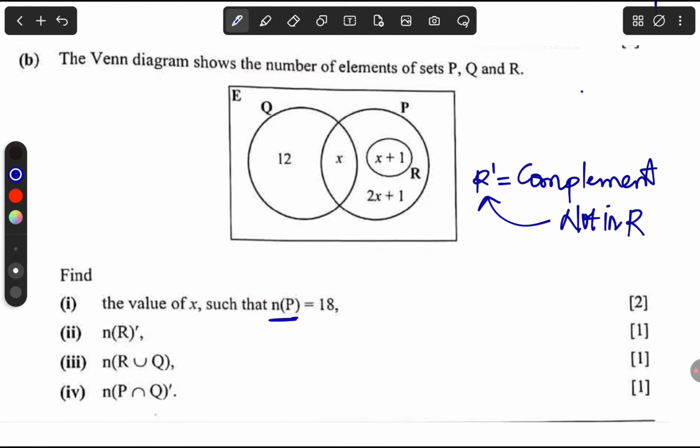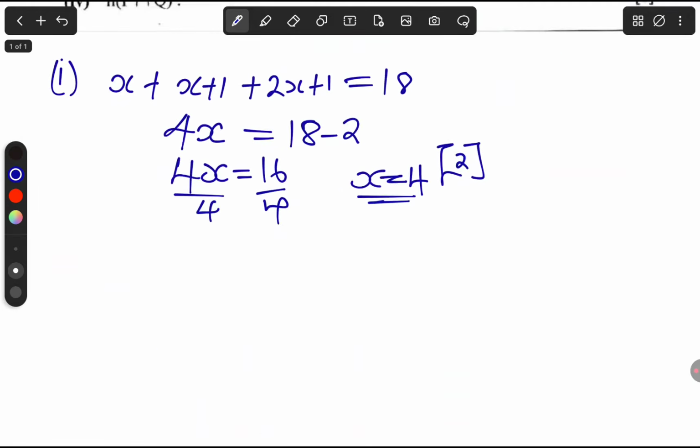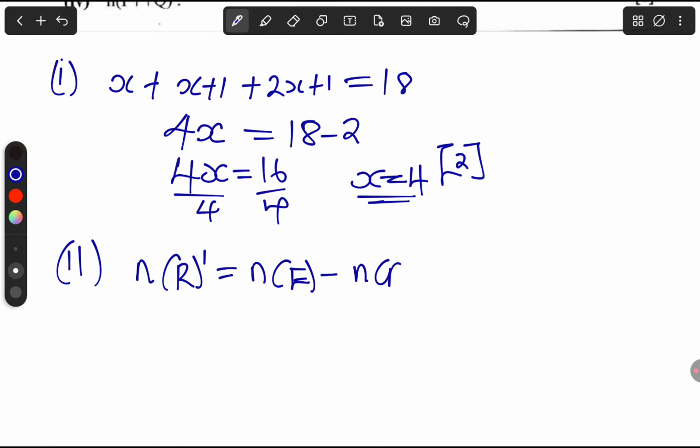How do we find the elements not in R? We can only find them if we know the total elements in the universal set. And because we have the universal set here, to find the number of elements in the universal set, we say 12 plus x. Now x is 4. X plus 1, we get 5. Then 2x plus 1, we get 9, which will give you 30. So the number of elements in the entire universal set is 30. So the elements not found in R will be equal to the number of elements in the universal set minus the number of elements in R.